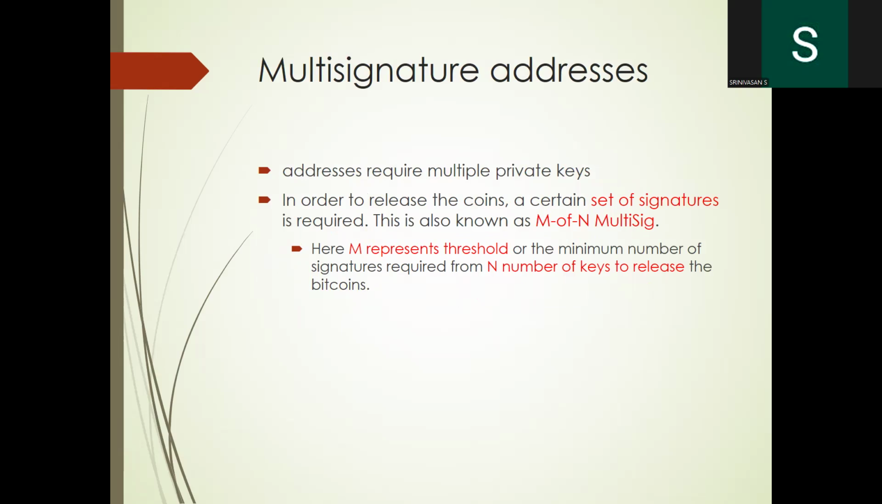It also supports multi-signature addresses. These addresses require multiple private keys. In order to release the coins, it requires a set of signatures in addition to a single signature. So it is known as M of N multi-sig. Here M represents the threshold or the maximum number of signatures required to complete the transaction from N number of keys. Then only the fund will be released from the wallet.